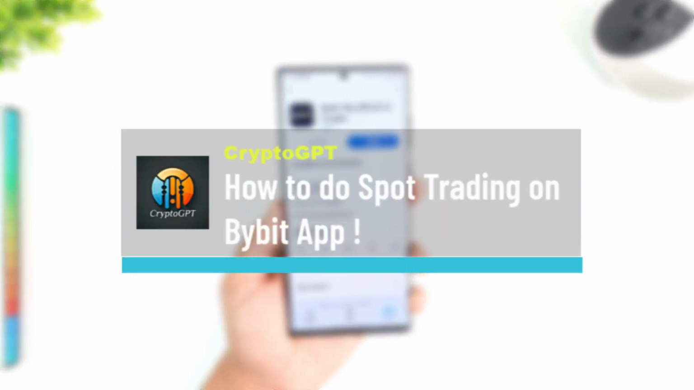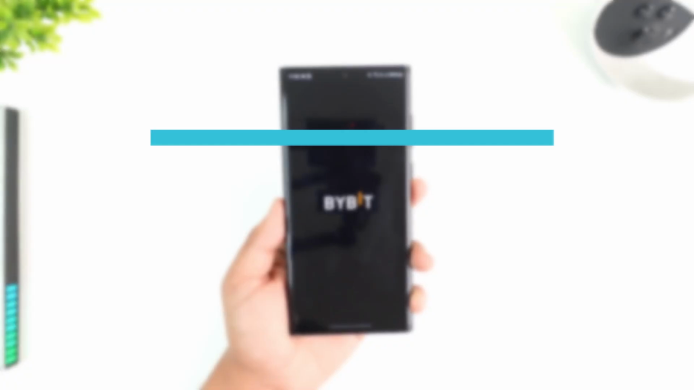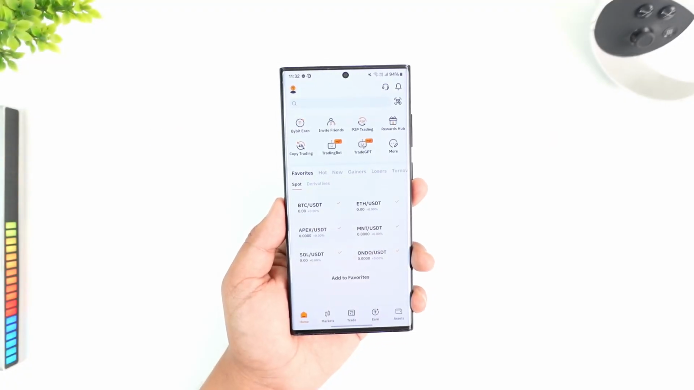How to do spot trading on the Bybit app. Now before we get on to do spot trading, it is important to understand what spot trading is all about.